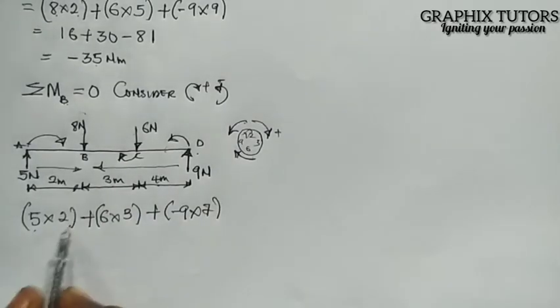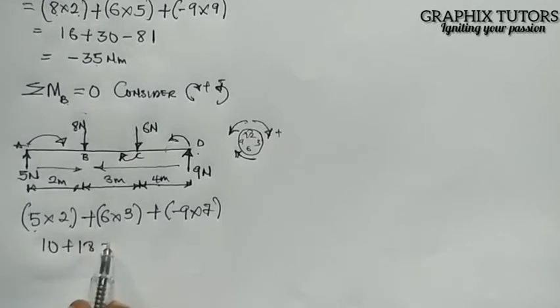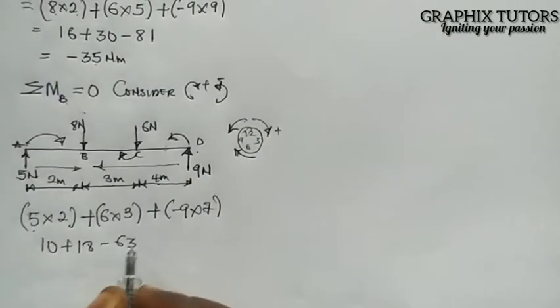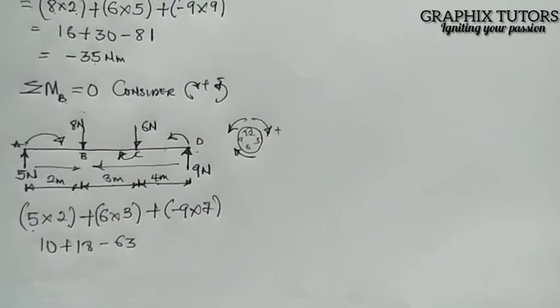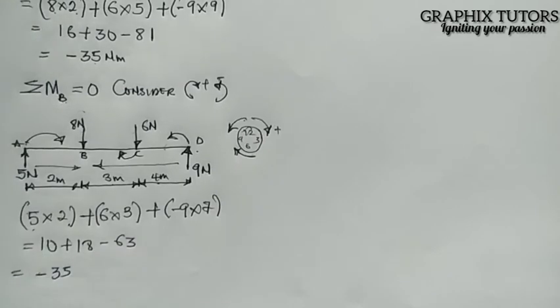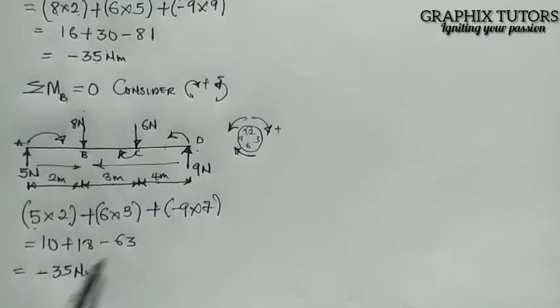So from here, 5 times 2 is 10, plus 18, minus 9 times 7 is 63, right? So 10 plus 18 is 28, and 28 minus 63 gives you minus 35. Now you can see we're having the same answer. Don't forget your unit, Newton meter. I took at A and I also took at B, and I'm still getting the same answer. Now the fun continues. Now let's take at point C and see if we get the same value also.